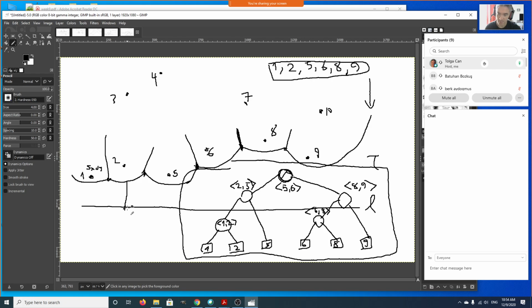When we encounter a site event with a certain xy coordinate, we can search on our data structure to figure out which parabola it hits. So we can find this 2 here by searching in log n time. For example, this 5 and 6. This is the 5 and 6 breakpoint.